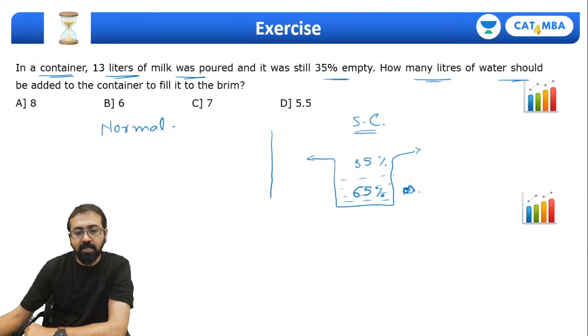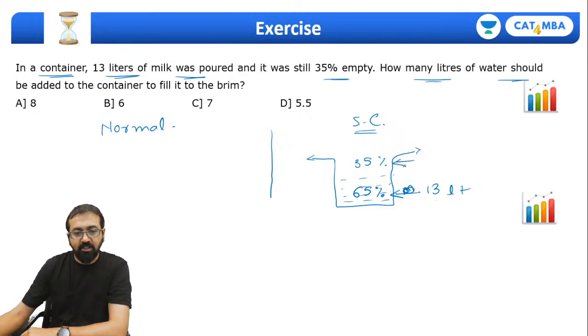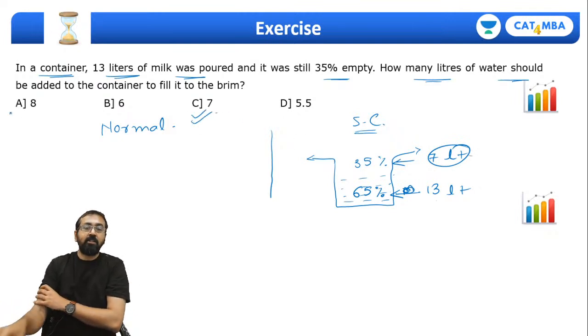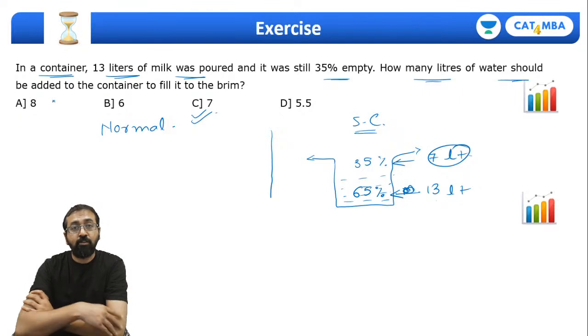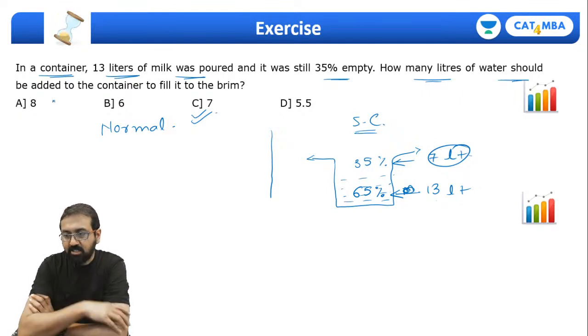How many liters of milk? 13 liters. So to fill 65%, we need to add 13 liters. 13 by 5 is... 5 times 13 is 65, so to fill 5% we need to add 1 liter. So to fill 35%, can I say we need to add 7 liters? As simple as that, right? In case you are not very clear, this is how you can do it. But many of you have already answered it correctly. So that's correct. It's 7 liters.